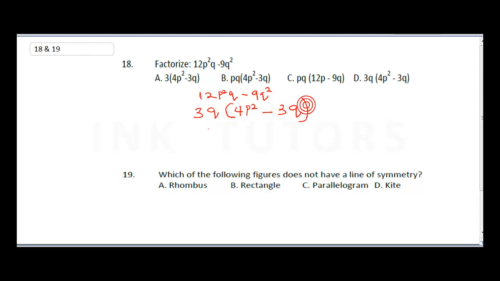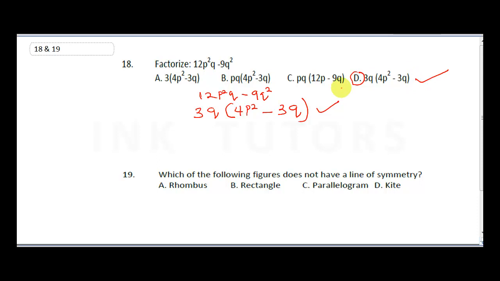Now, let's test our equation. 3 times 4 will be 12. And p squared is here, then we have q. So let's check this other one. This will be 3q times minus 3q. 3 times 3 will be 9. q times q will be what? q squared. So this is our correct answer. So let's check. From what we can see, the correct answer will be D. So D is our correct answer.